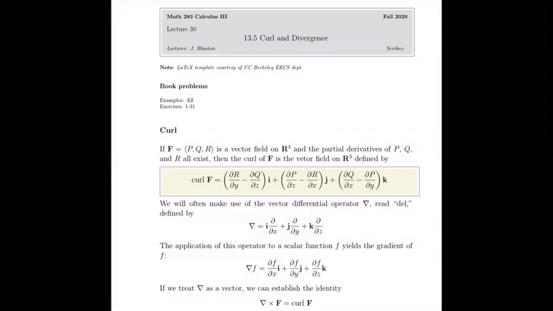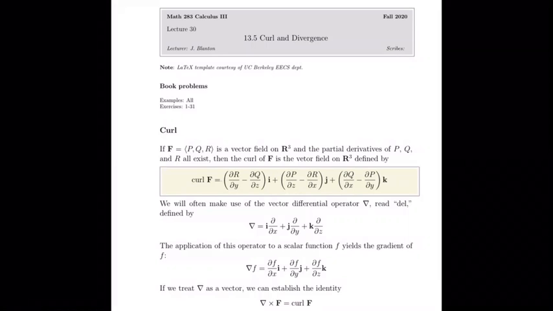Section 13.5 is curl and divergence. These are two differential operators, or partial differential operators, that we're going to introduce. It's kind of a nice section. It's mostly just calculation with these two differential operators, so it's almost fun in some sense.